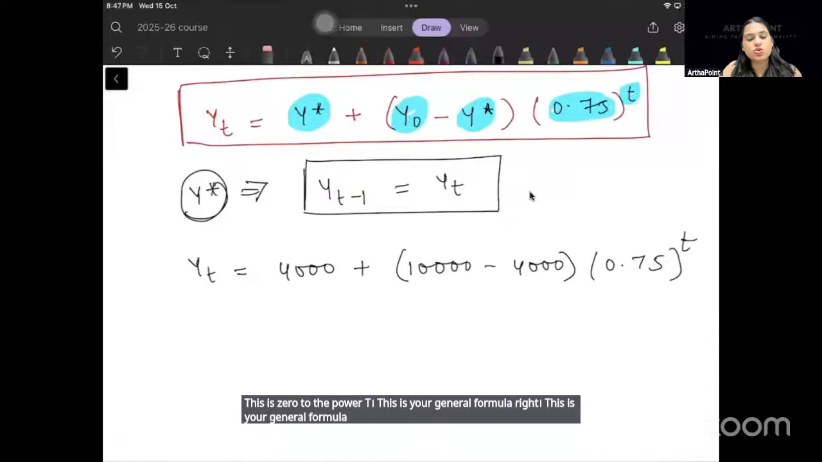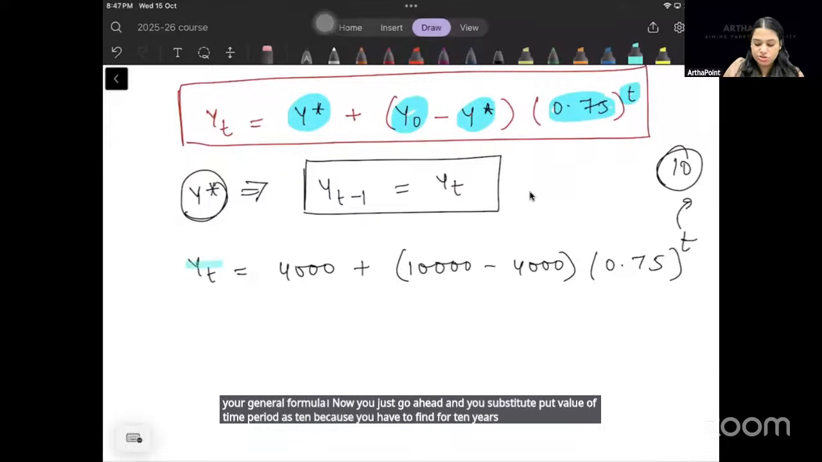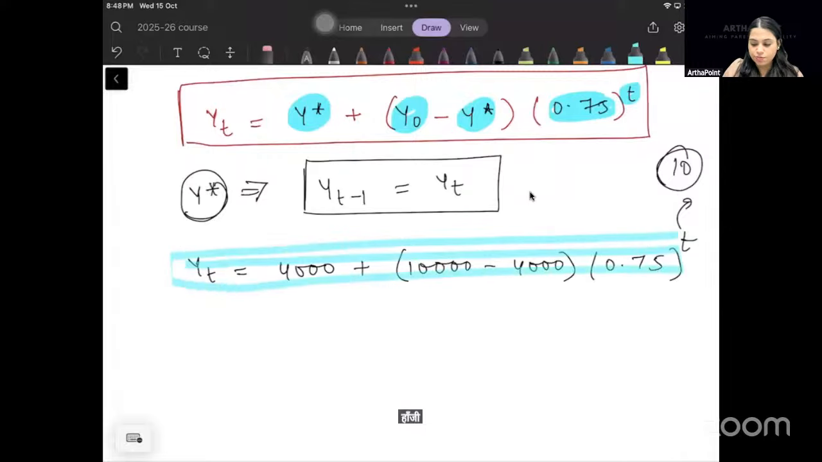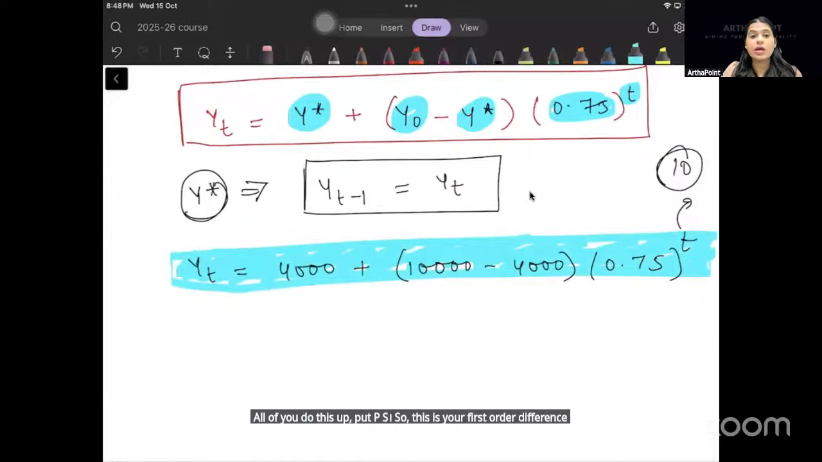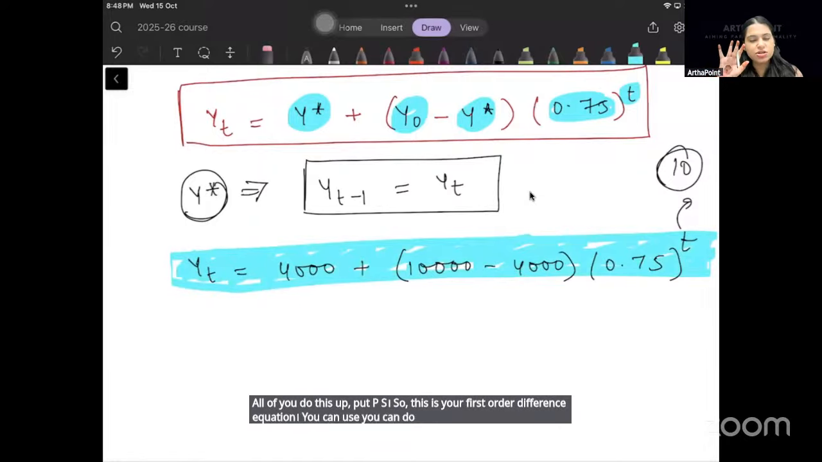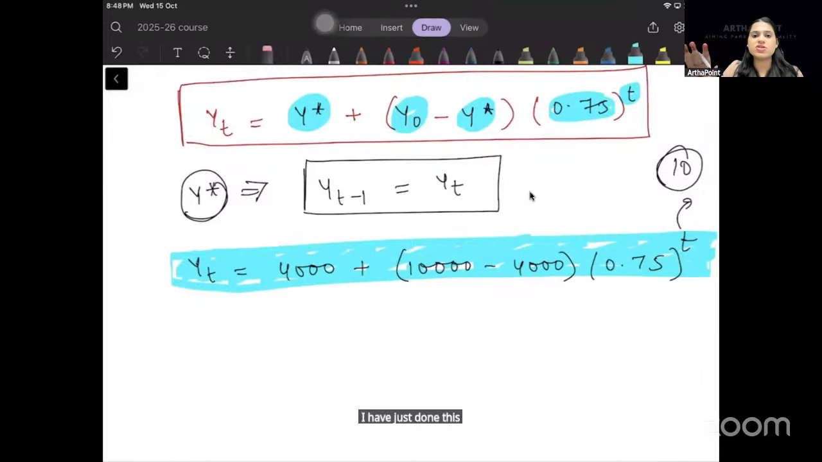Now you just go ahead and substitute the value of time period as 10, because you have to find for 10 years, and get the answer to this equation. I'm leaving it to you. All of you do this, huh? Put t as 10 and get the answer. So this is your first order difference equation. You can do it using geometric progression also. I have just done this using first order difference equation.